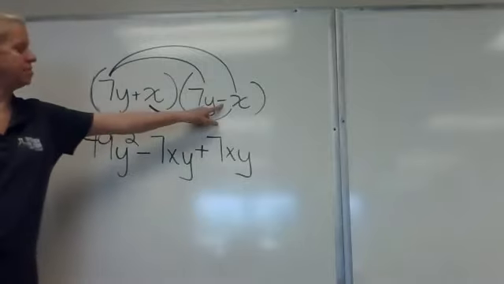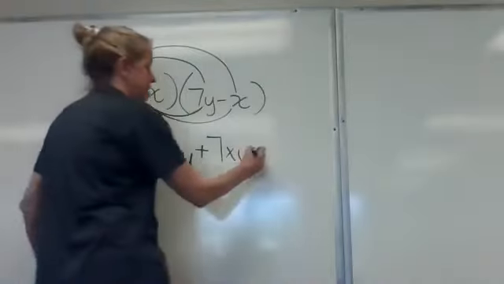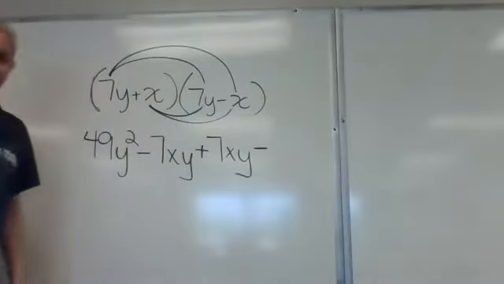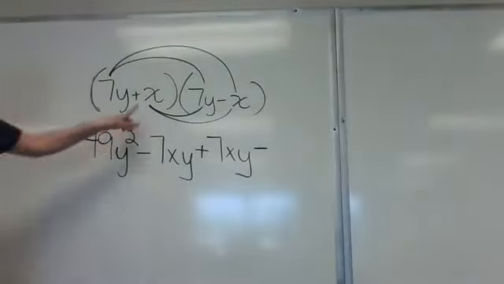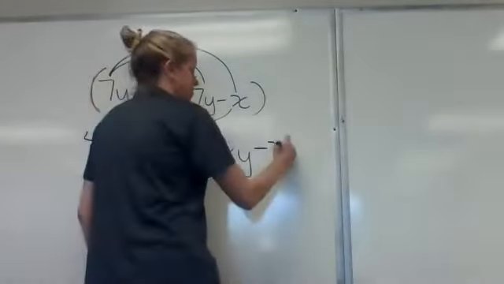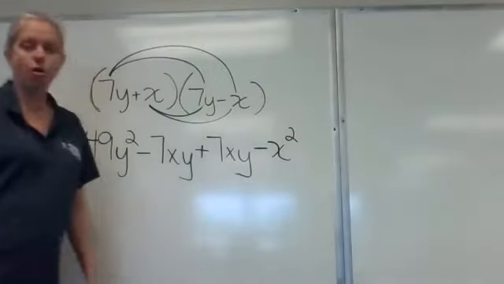Then my last: positive x times negative x. A positive times a negative will definitely give me a negative. So go ahead and put your sign in. X times x gives me x squared.